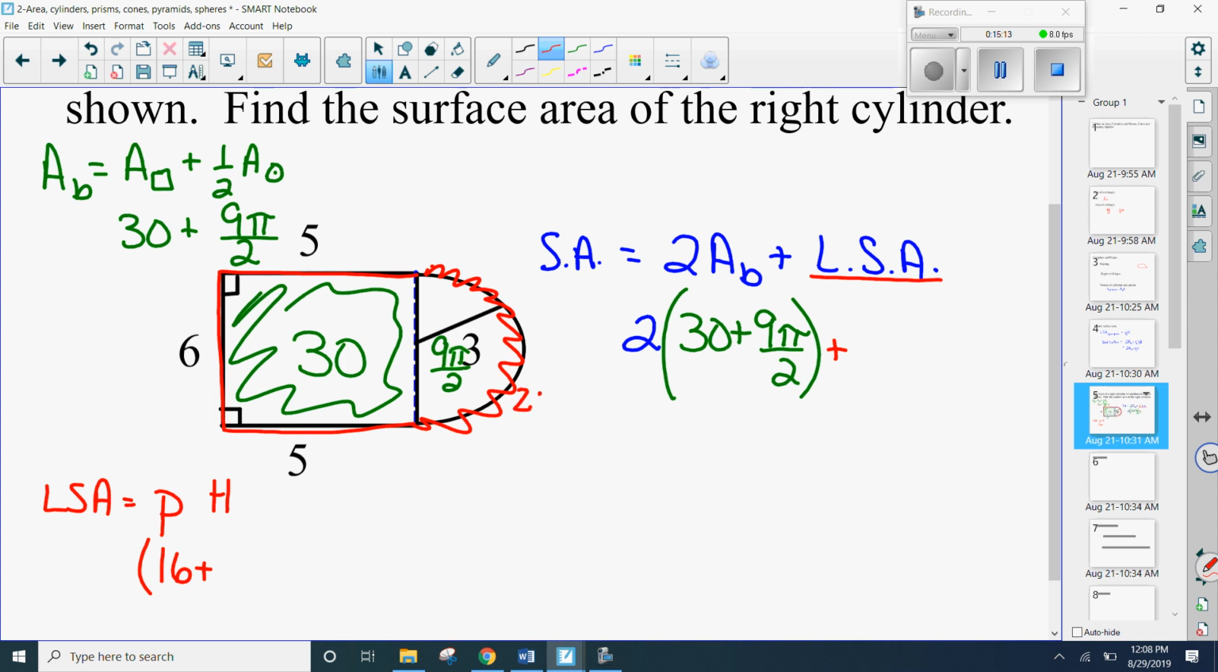That part's going to be 2 pi r, but I only have half of a circle, so you divide by 2, and you get pi times the radius. So it's going to be 3 pi. And I have to take that times the height. What's the height of your figure? Remember?